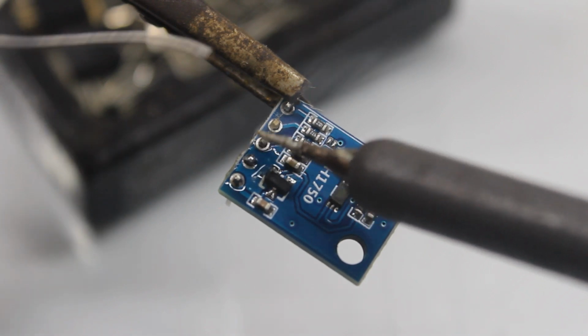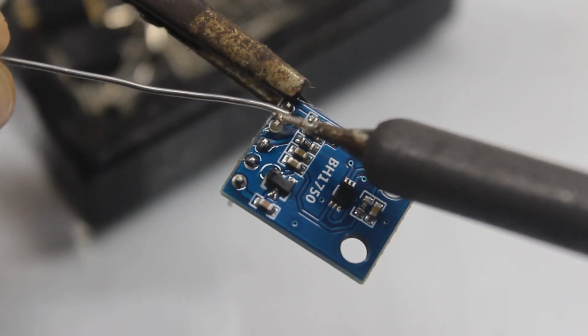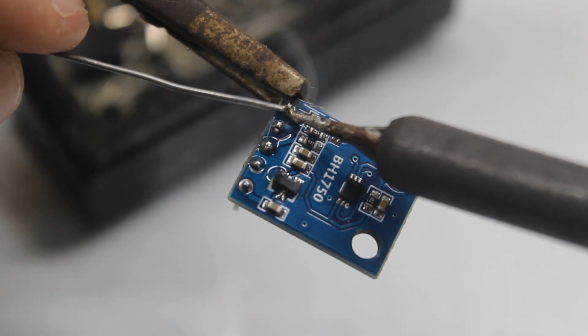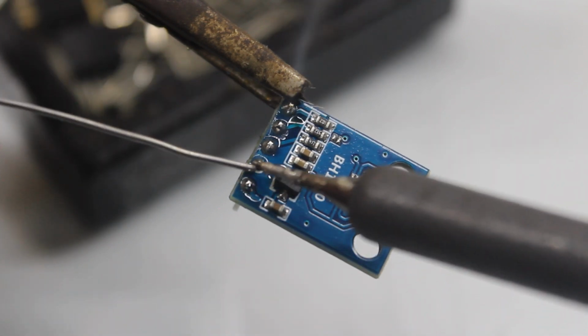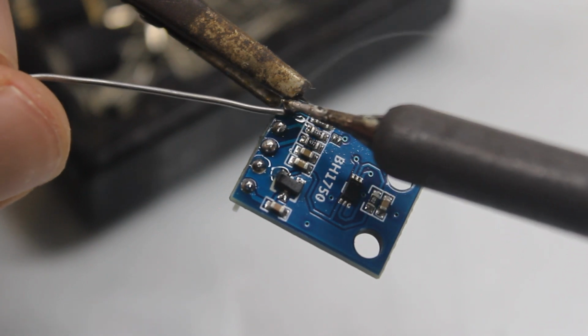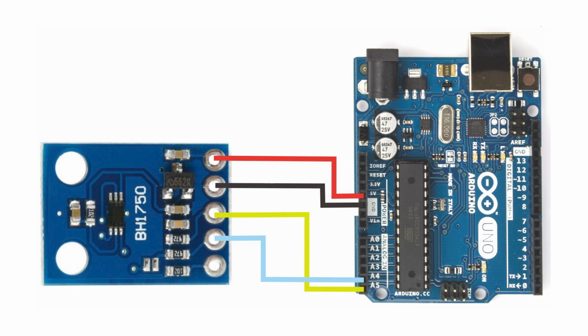But before we start hooking it up to Arduino, let's just solder it first. So if you are using the Arduino, simply connect the SDA to A4, SCL to A5, VCC to 5V and ground to ground.